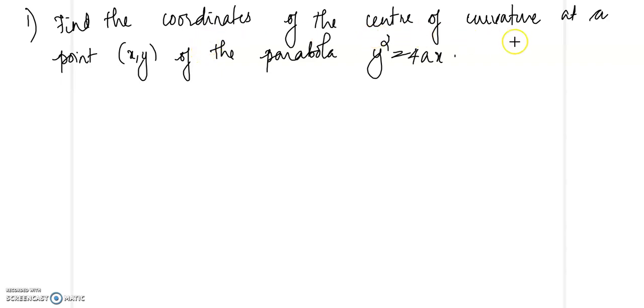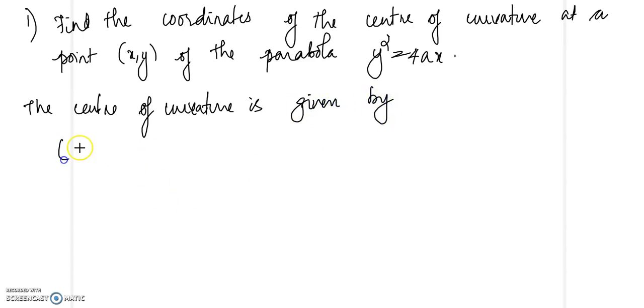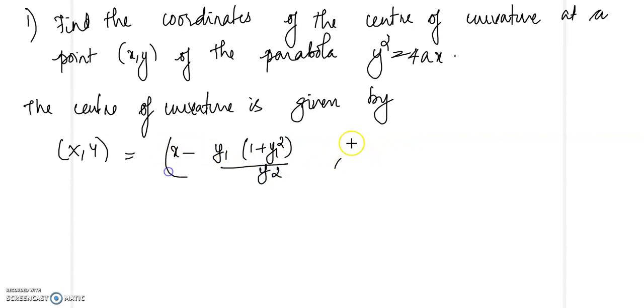The problem is to find the coordinates of the center of curvature at a point x, y of the parabola y square equal to 4ax. First we need to find the derivatives y1 and y2. So let us first write the formula for the center of curvature. The center of curvature is given by X, Y equal to x minus y1 into (1 plus y1 square) by y2, and y minus y plus (1 plus y1 square) by y2.